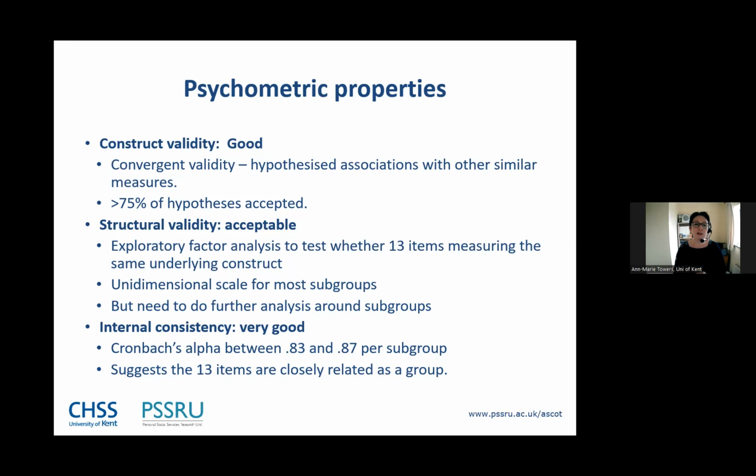The good news is it seems to be forming a unidimensional scale similar to all the other ASCOT measures. It responds in the way that we would expect it to in terms of its relationships with other measures, and its internal consistency is very good, which means that the scale seems to be hanging together and working well. I've put a little point here that we do need to do some further subgroup analysis. So we will be looking at whether it is working well for every subgroup within that workforce population. So is it working well for nurses, occupational therapists, social workers? Preliminary results seem to be that it is, but that's something that we want to do a little bit further analysis around.